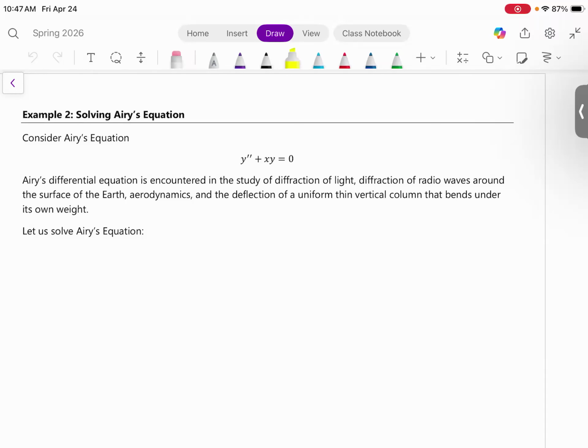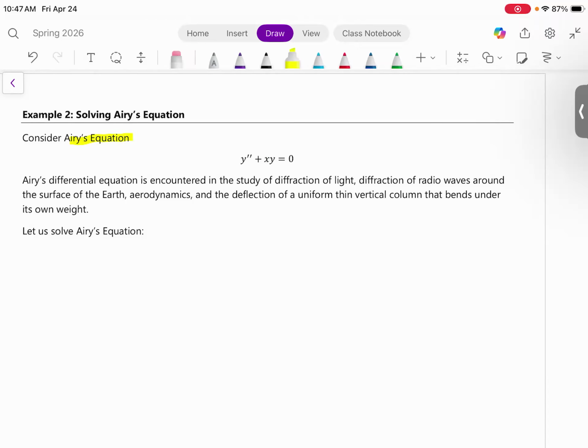All right. Hi, everyone. Welcome back to section 6.2. And in this video, we're going to solve our first second order linear differential equation with functions of x as coefficients, as you see right here. And no better way to do that than with Airy's equation.